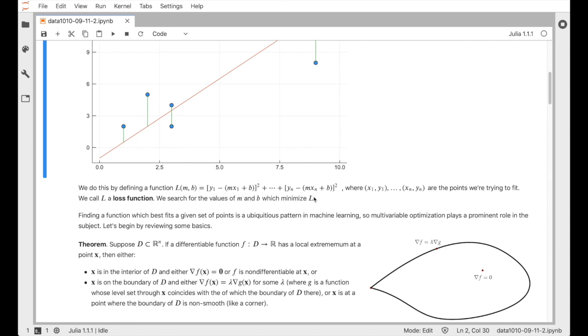One way to formalize this is to define this function, capital L, which we call the loss function, which keeps track of the sum of squared distances. So this is the function that we're trying to minimize when we choose our parameters m and b.